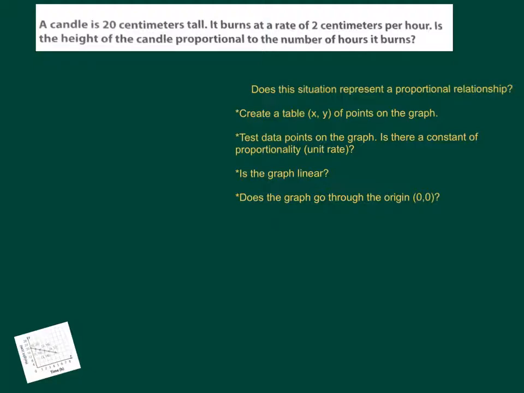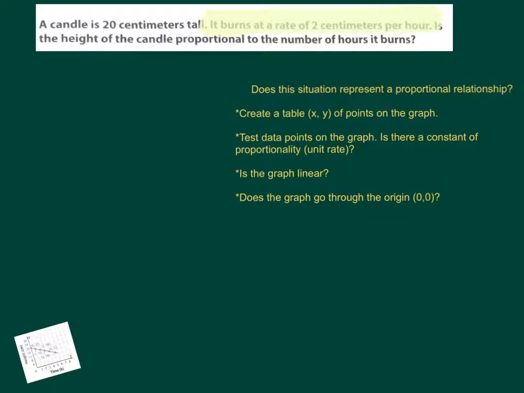It burns at a rate of 2 centimeters per hour. When I read that, I think, wow, that's pretty telling information, because it tells me that the unit rate is 2 centimeters per hour. So that seems like this is going to be a proportional relationship. So is the height of the candle proportional to the number of hours it burns?